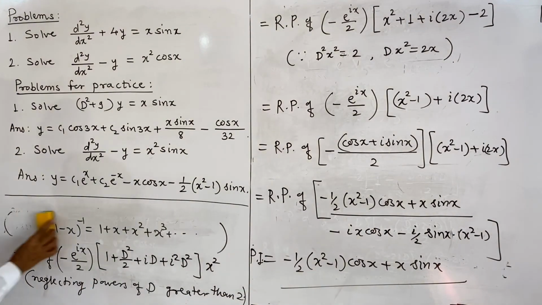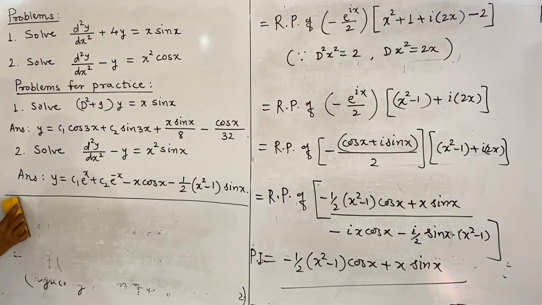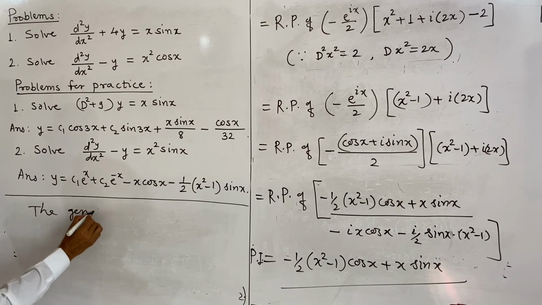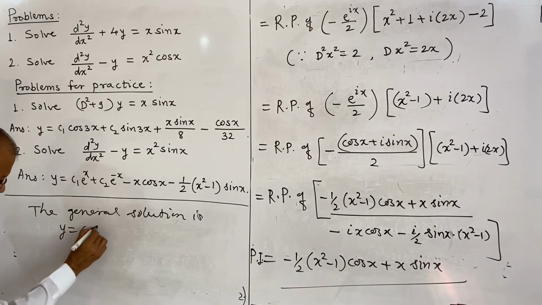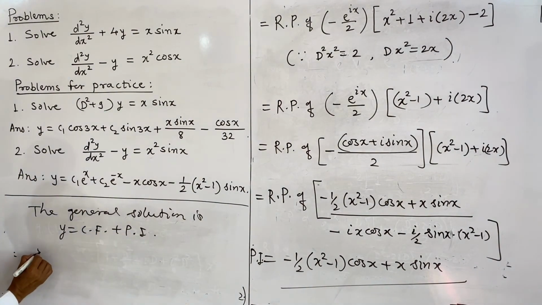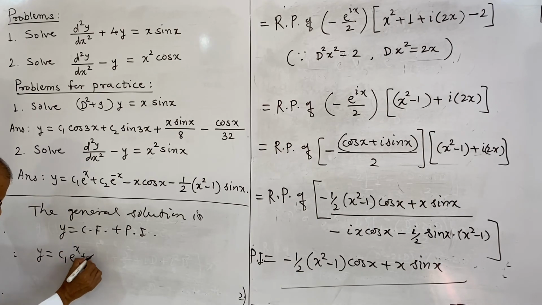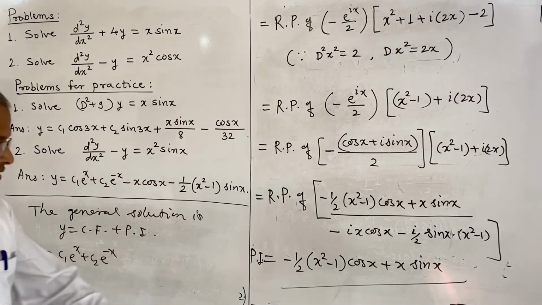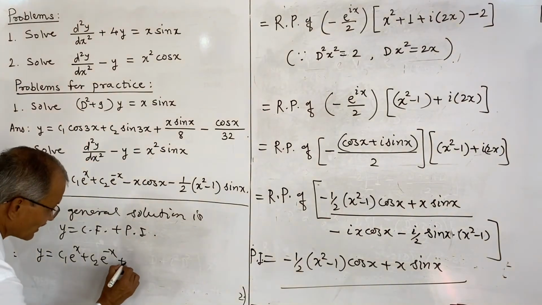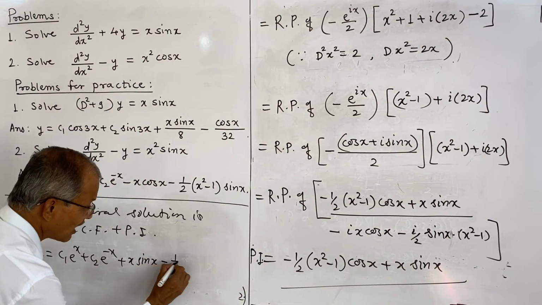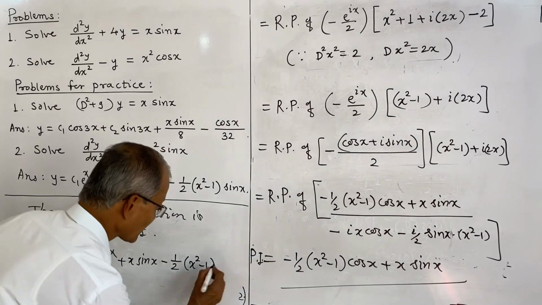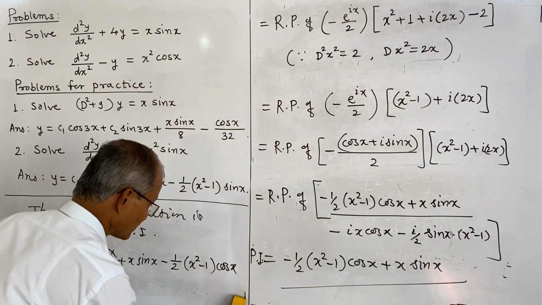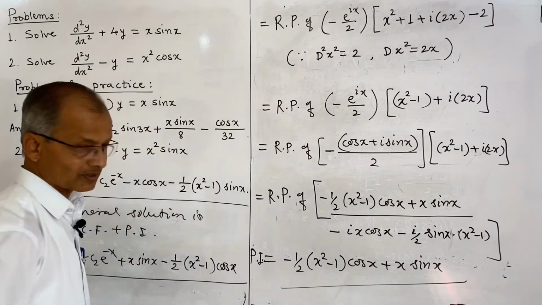Now we write the general solution, and therefore the general solution is y is equal to CF plus PI. The CF we have written earlier, that is C1 e power x plus C2 e power minus x, and this is PI. I shall write this term x sin x first, and minus half x square minus 1 into cos x is there. So this is the general solution of the given differential equation.